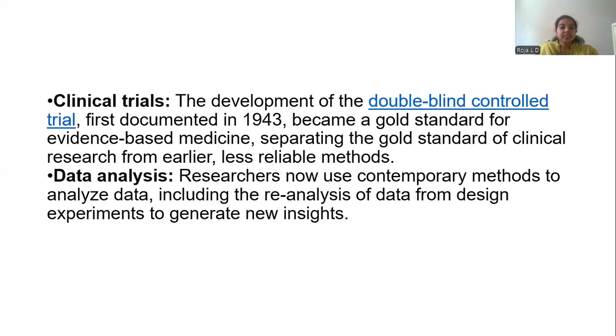So the clinical trials: see the development of the double-blinded controlled trial, first documented in 1943. So till then it was not known. In 1943 only, the double-blinded controlled clinical trial was documented and it became the gold standard for evidence-based medicine. So what do you mean by double-blinded study? That we will discuss in the coming classes.